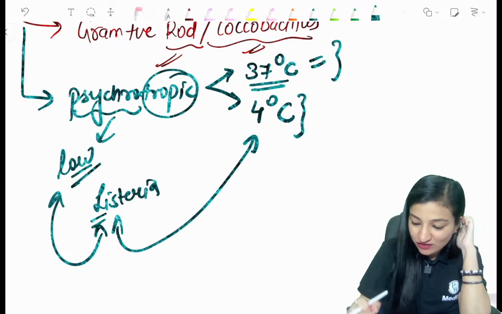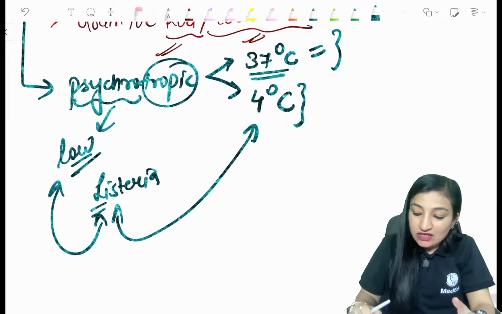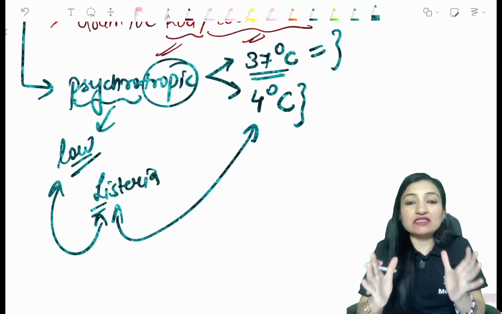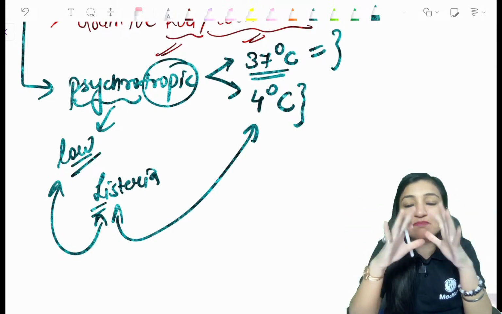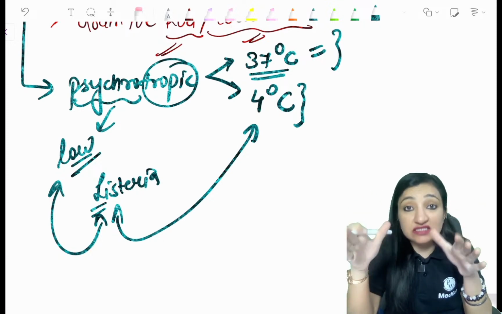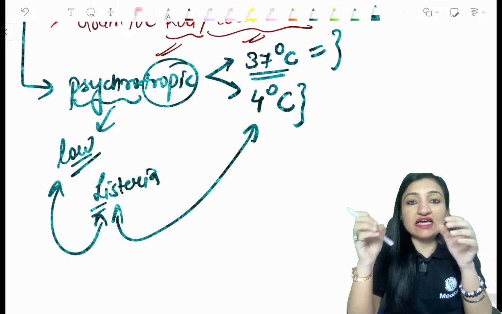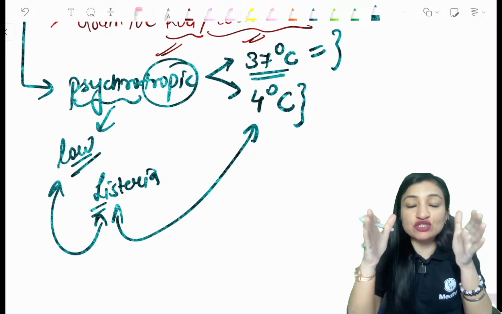Very good, Sai Teja, fridge. So certain food items kept in the fridge, if they happen to get infected or contaminated by this organism and are consumed, then this organism can cause infection followed by disease in us.